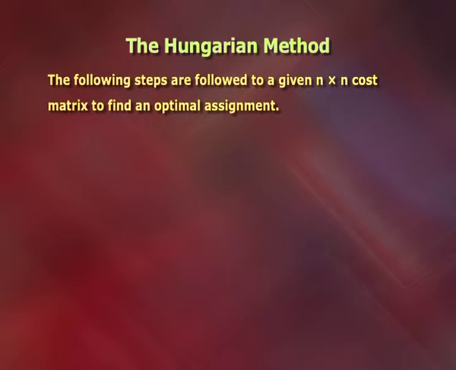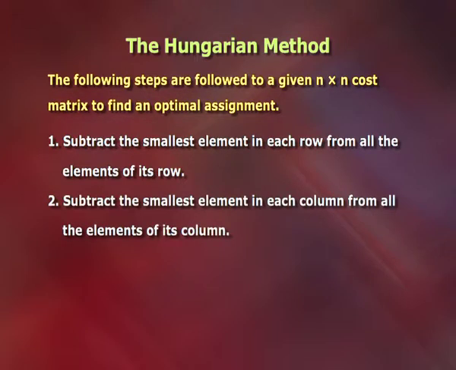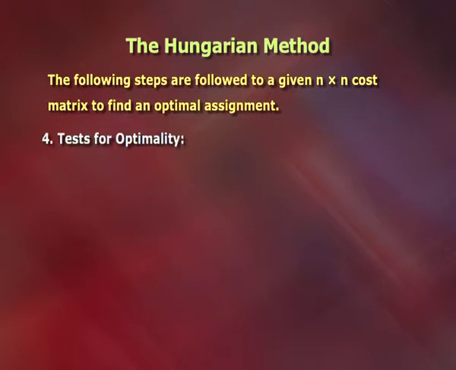Now, the Hungarian method is used to solve this assignment problem. The following steps are followed for a given n cross n cost matrix to find an optimal assignment. Step 1. Subtract the smallest element in each row from all the elements of its row. Step 2. Subtract the smallest element in each column from all the elements of its column. Step 3. Draw lines through appropriate rows and columns so that all 0 elements of the cost matrix are covered and the minimum number of such lines is used.